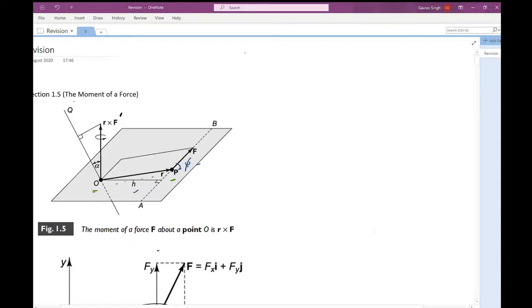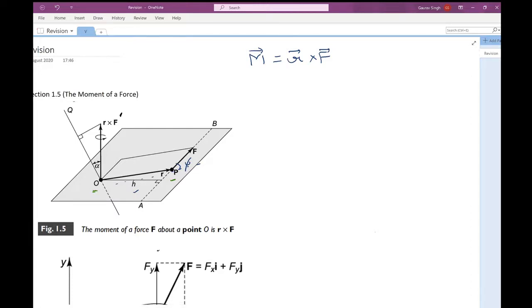So the moment of a force is R cross F, and the scalar part of it we can write as RF sine theta.